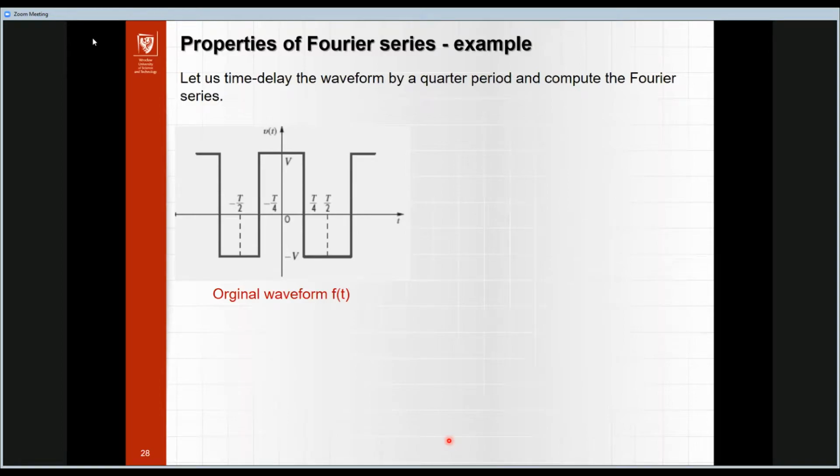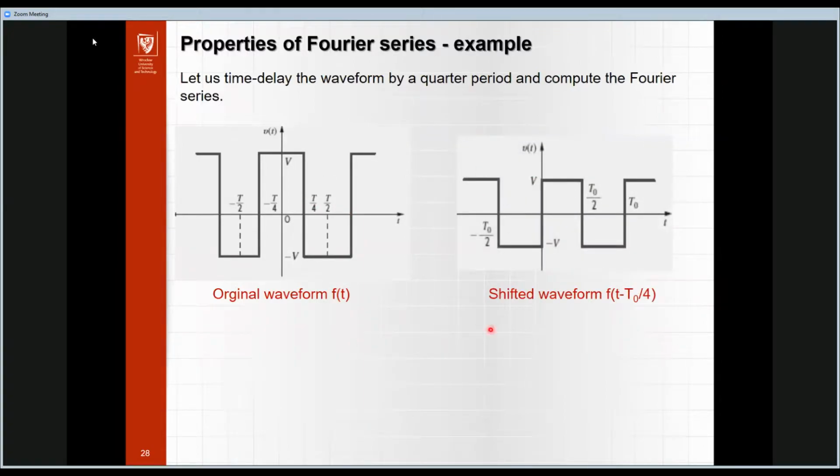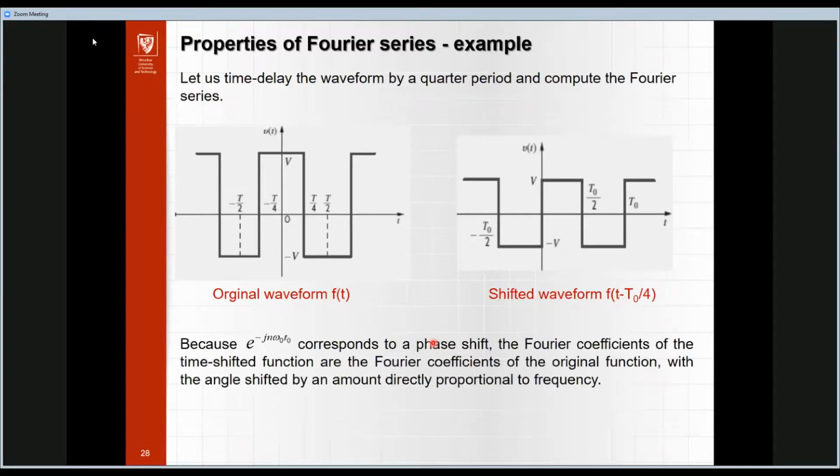To show you the properties of the Fourier series on the example. We examined such a signal at the beginning of these presentations, and now we have the shifted waveform with the quarter period shifting. Because this coefficient corresponds to a phase shift in the Fourier series, the original functions have the angle shifted by an amount directly proportional to frequency.